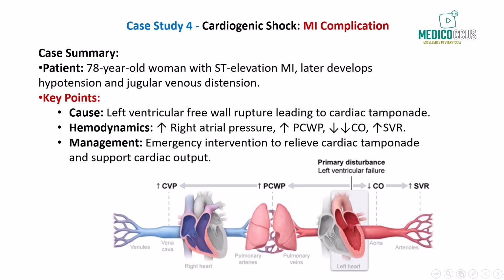Hemodynamically, this results in increased right atrial pressure, increased pulmonary capillary wedge pressure, and profoundly decreased cardiac output. The rapid onset of these changes leads to obstructive shock, where the heart is unable to generate sufficient pressure to maintain perfusion, ultimately resulting in cardiac arrest. Immediate intervention, such as pericardiocentesis, would be required to relieve the tamponade, but the prognosis is often poor once the rupture has occurred.